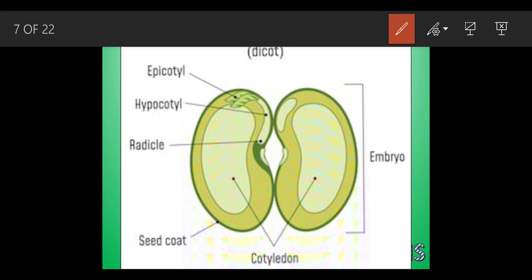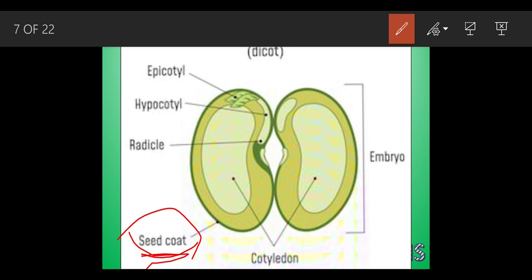See, they have written out here seed coat. What does the seed coat mean? The outer wall. It is very hard in nature, and this seed coat protects the inner parts of the seed.